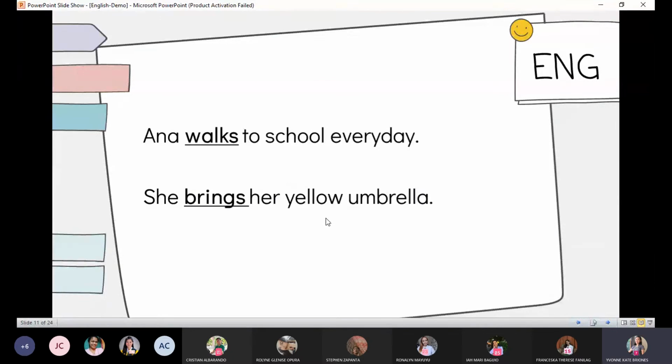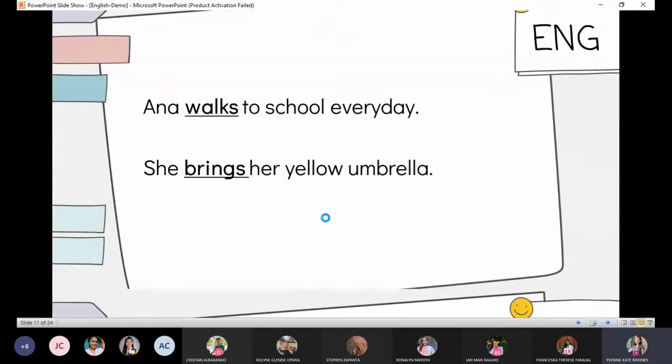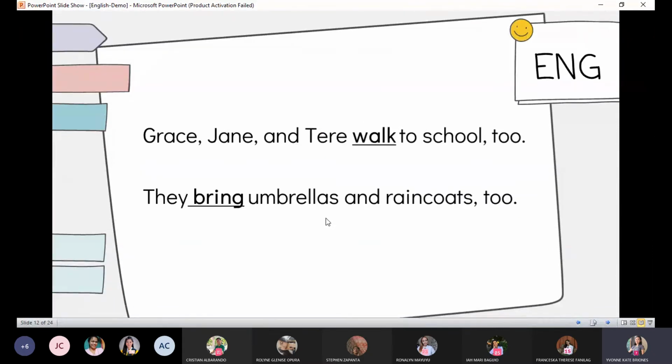Anna walks to school every day. She brings her yellow umbrella. If the subject of the sentence is singular, automatically the verb ends with S or ES, or the verb is added with S or ES. Let's proceed to the second sentence of number one and number two. Grace, Jane, and Terry walk to school too. They bring umbrellas and raincoats too. If the subject of the sentence is plural, the verb does not end with S or ES. It takes the base form of the verb, and this kind of verb is also called the simple form of the verb. Okay, let's proceed.